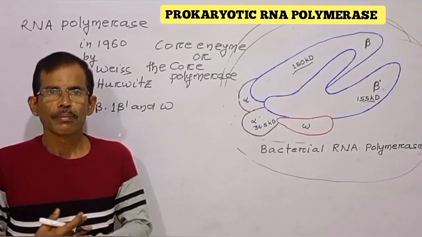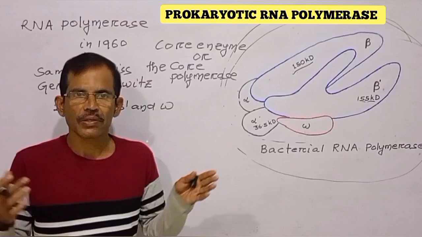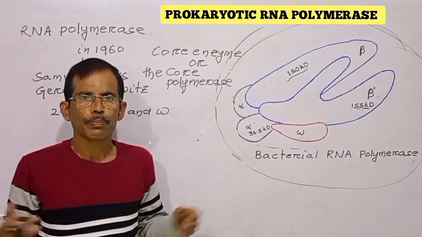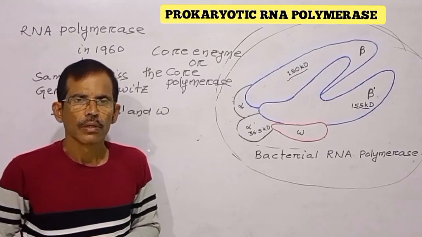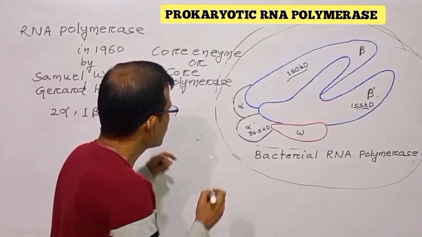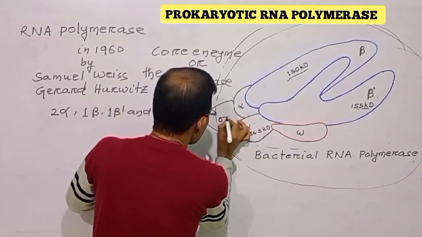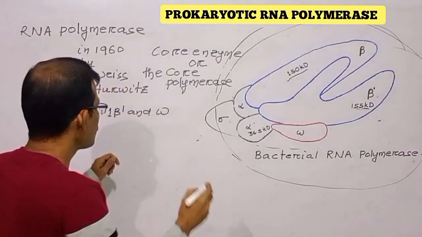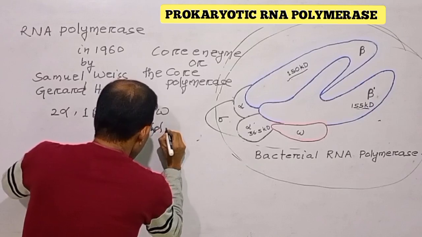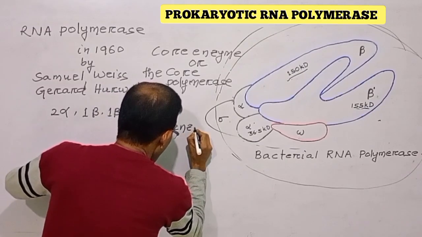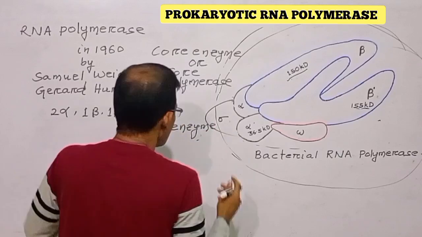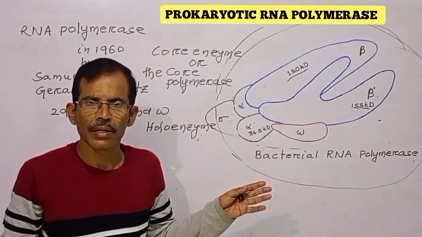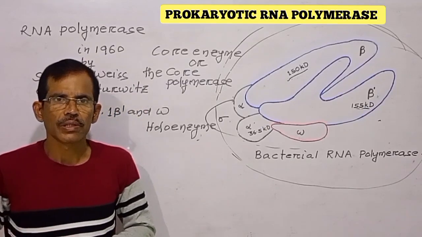The core enzyme is not capable of initiating transcription from a given promoter. In order to initiate promoter-specific transcription, the core enzyme binds with another protein called sigma factor. The core enzyme and the sigma factor together form the holoenzyme. The holoenzyme is capable of binding to a given promoter and then it initiates RNA synthesis.